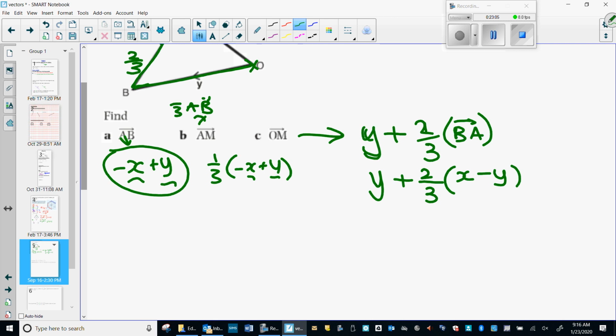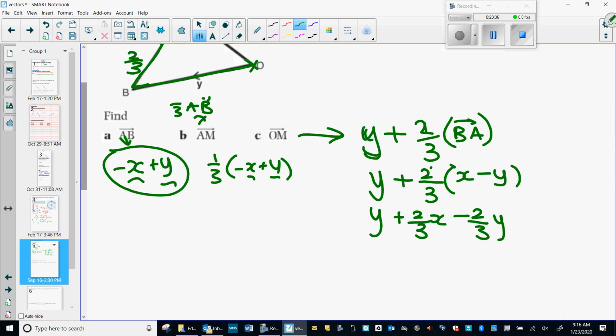Okay. If A to B, which we worked out for A, was minus X plus Y, then B to A would be X minus Y, because it's opposite. Yes. Good. So now I've got Y plus 2/3 X minus 2/3 Y. Remember I said that.